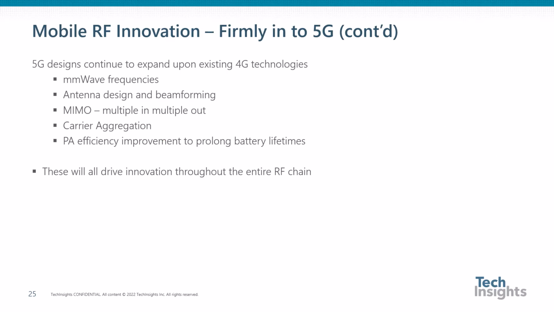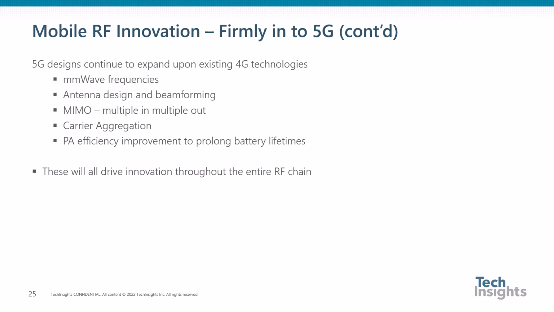Continuing on with innovation, 5G designs continue to expand and optimize existing 4G technologies used to increase coverage and bandwidth of the phone. 5G delivers huge increases in bandwidth. Two of these technologies are MIMO and carrier aggregation. Multiple in, multiple out is quite common in the downlink. However, one of the goals of 5G is to also provide MIMO in the uplink. Carrier aggregation will be expanded with more carrier frequencies being aggregated to increase the bandwidth. Both inter and intra-band CA are commonplace.